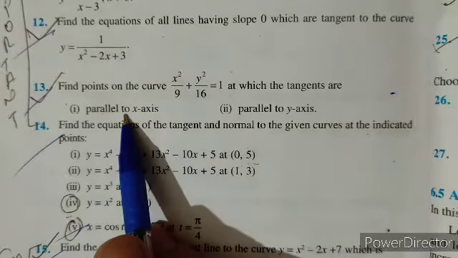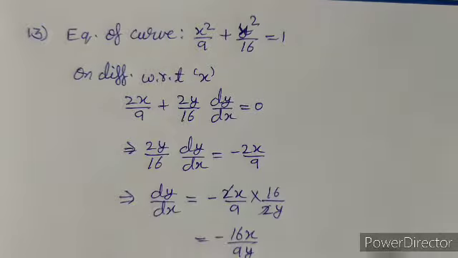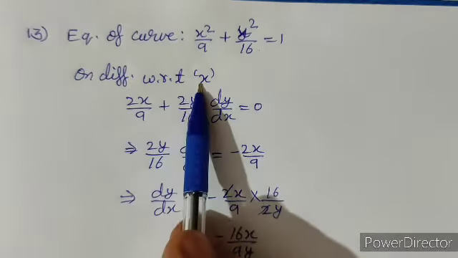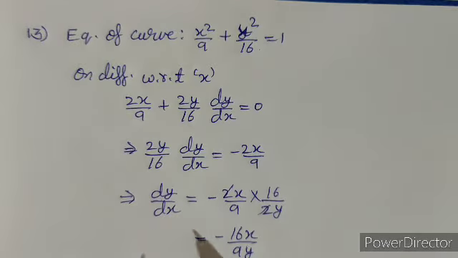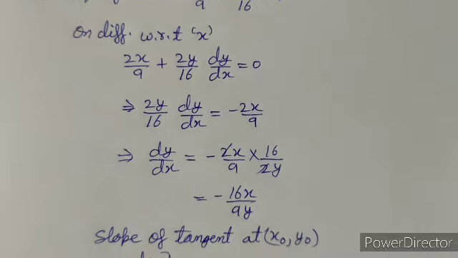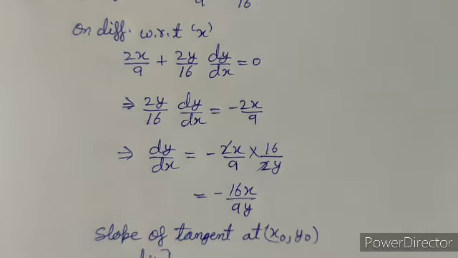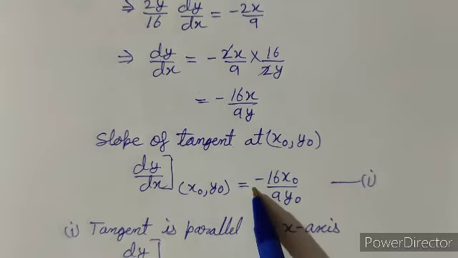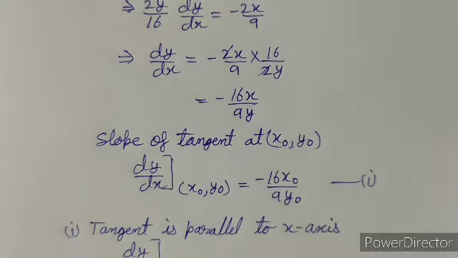In question number 13, we have to find the points on the curve at which the tangents are, first, parallel to the x-axis and second, parallel to the y-axis. Now the equation of the curve is given to us. On differentiating with respect to x, we are getting dy by dx as minus 16x upon 9y. Now the slope of the tangent at (x0, y0) will be given by dy by dx at (x0, y0), and that will be equal to minus 16x0 upon 9y0.